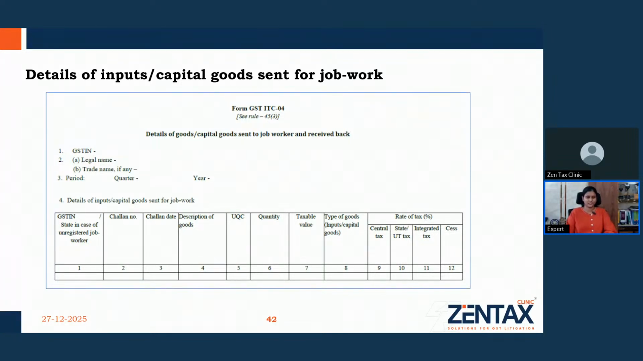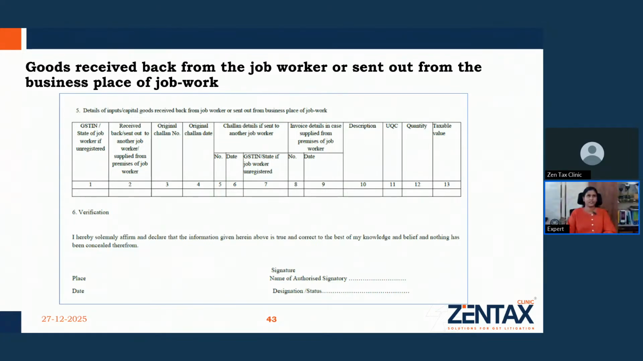This is the sample ITC04 form. Here in table 4, the details of input or capital goods sent for job work will be mentioned. In table 5, the details of inputs or capital goods received back from the job worker or sent out from business place of job worker will be mentioned. Thereafter, the declaration to file the return is provided. We will see all these tables in a very detailed manner.